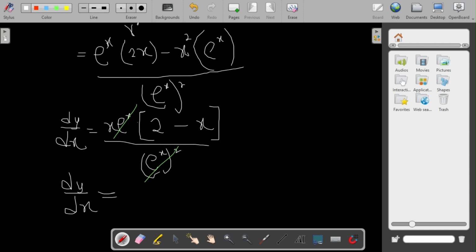dy/dx equals x. x will be remaining. So since I have x into brackets, 2 minus x over e^x. Why is it e^x? Because I just cancelled one out of this, so I'm left with e^x.